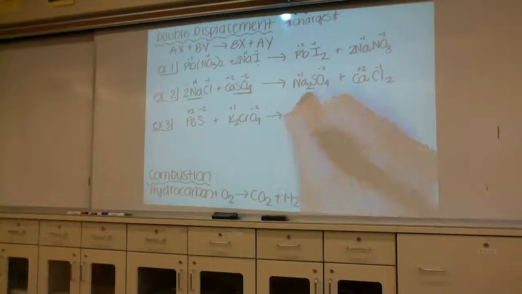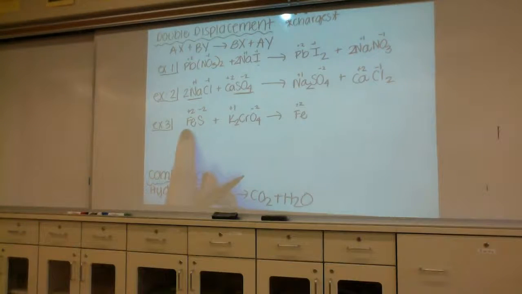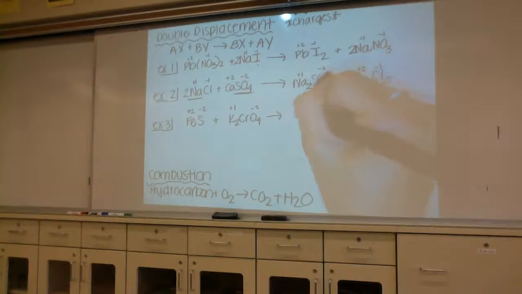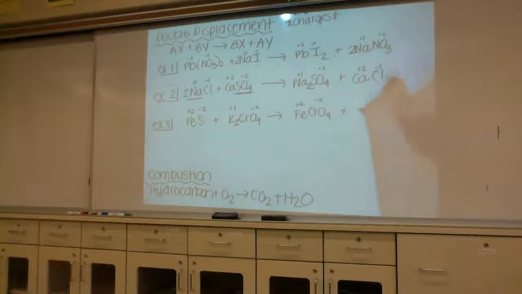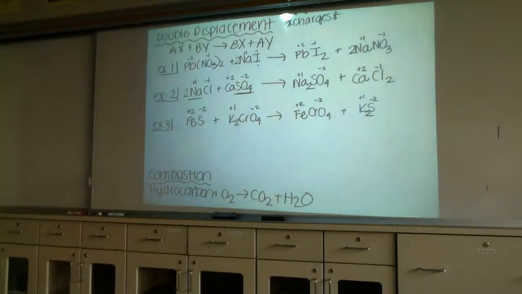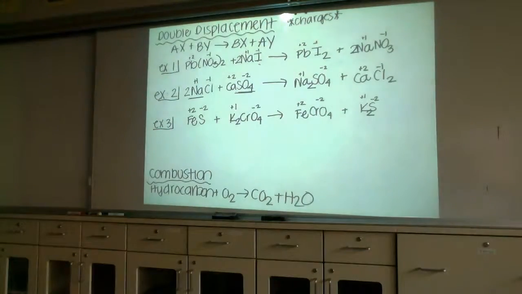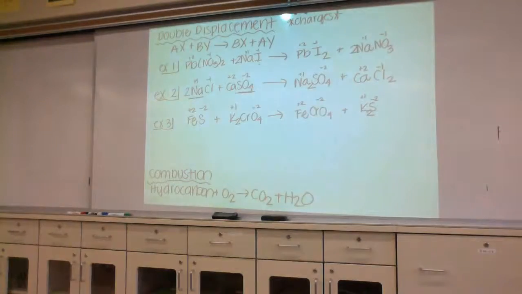So now I need to pick my first positive, that's Fe, that's a plus 2, and combine it with my second negative, which is CrO4, that's a negative 2, so I don't have to crisscross anything, they just cancel. Plus my second positive, which is a K, that's a plus 1, and then I've got S, which is a minus 2, that's going to be K2S. Okay? So, we're good to go.